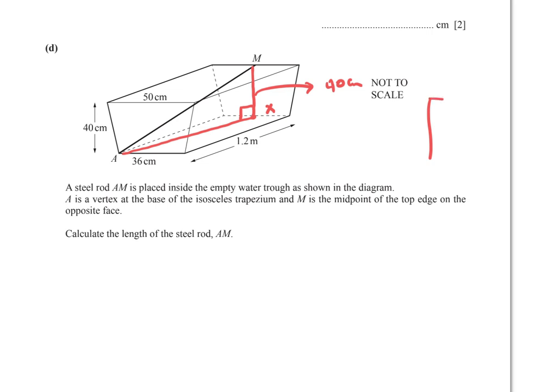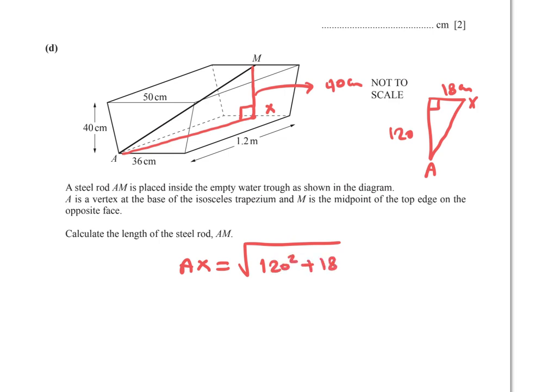So we have, we need to find AX. This side 120 centimeter, and that one 18 centimeter, because 36 divided by 2. So AX equals square root 120 square plus 18 square. Now we have AX and MX. Then we can find AM.